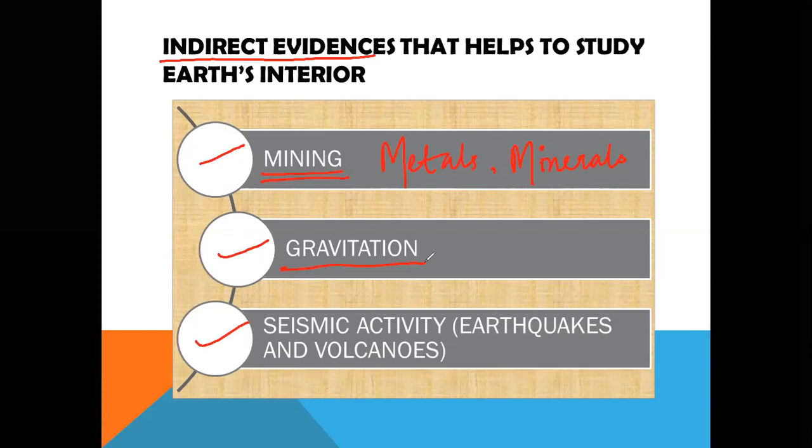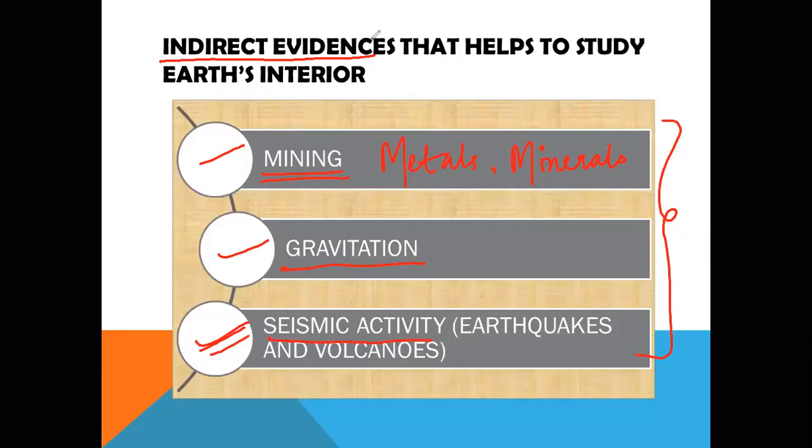Seismic activity. Now, seismic activity is defined as the types, frequency, and size of earthquakes that happen over a period of time in a certain area. An example of seismic activity is how often earthquakes occur in the northern area of India. So all we know about the interior of the earth is through these indirect sources like mining, gravitation, and seismic activities.